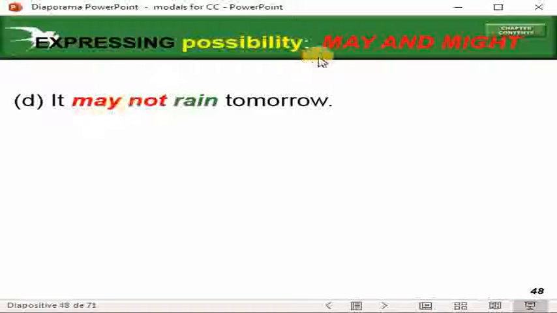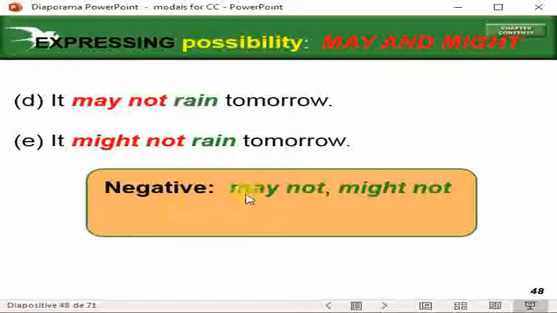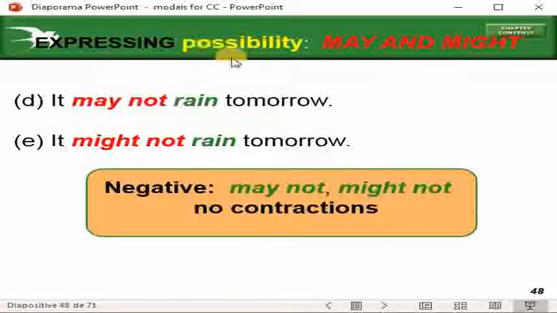This is another example. This is the negative form. It may not rain tomorrow. Or you can say it might not rain tomorrow. This is the negative form, may not or might not, to express uncertainty or a possibility or probability in the present. Here with the negative form of may not or might not, we don't have any contraction.